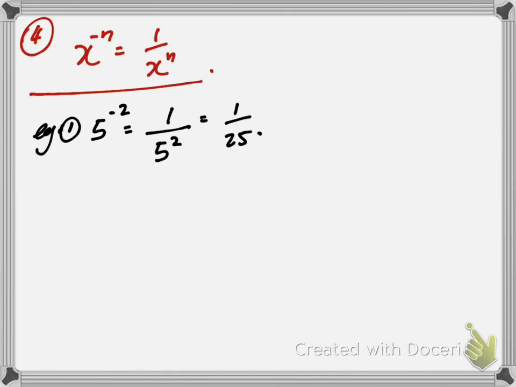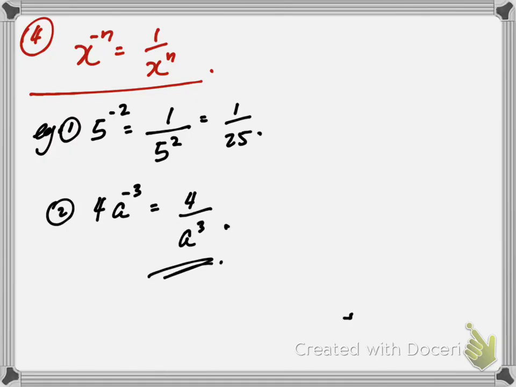That's one. Let's try some more. If you have, let's say, 4i to the power negative 3, then what you do is 4 is intact on its own, i is to the power negative 3, therefore you flip the i down. So when you remove the negative, it becomes simply 4 over i to the power 3. And that's it.